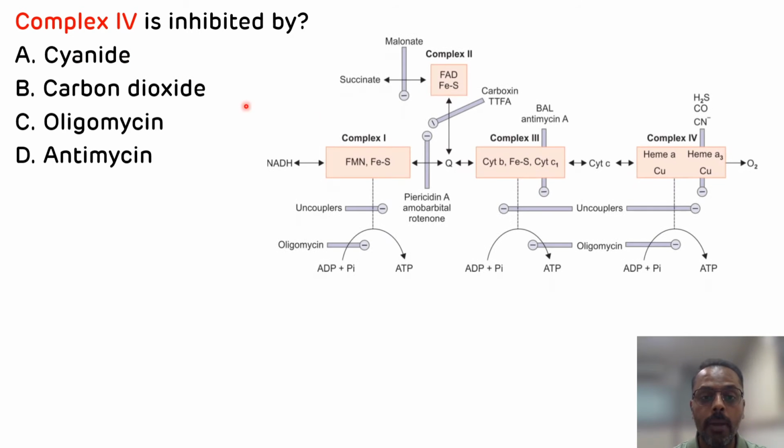You have to remember this figure by heart because lots of questions are asked from this topic. As you can see, complex number 4 is inhibited by three substances: hydrogen sulfide, carbon monoxide and cyanide. So the correct answer is cyanide. While oligomycin inhibits complex number 5, and antimycin, as you can see in the picture along with the British antilewisite, inhibits complex number 3. So the correct answer is A, cyanide.